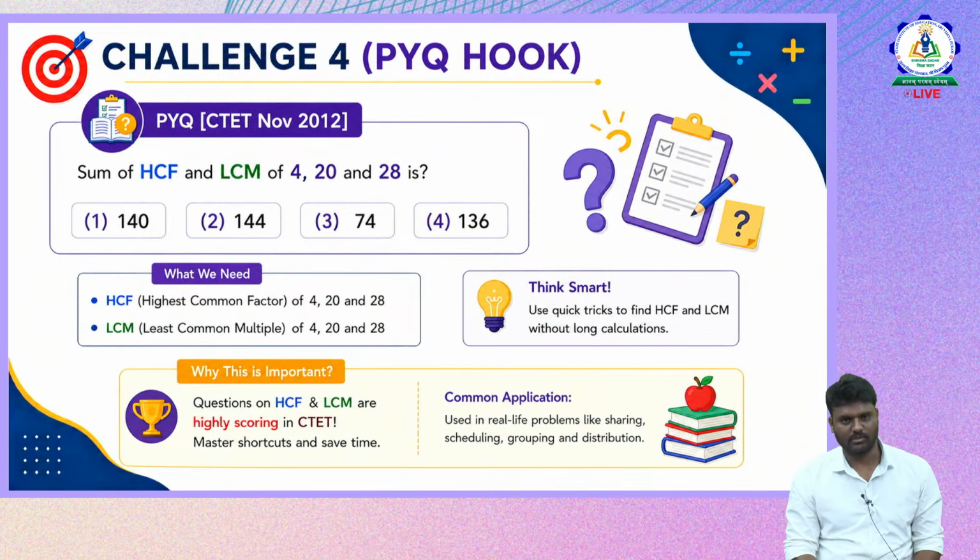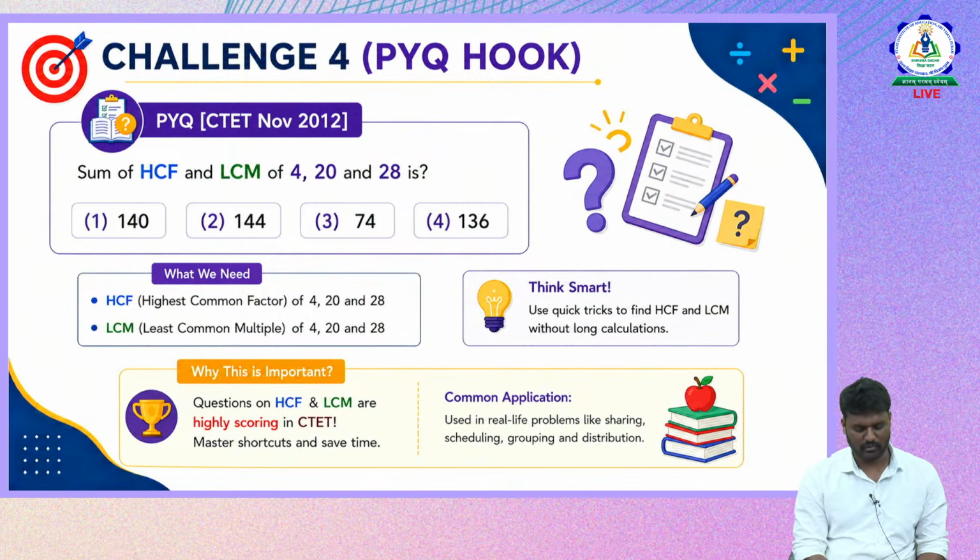There is another question which they have given. Sum of HCF and LCM of 4, 20 and 28 is, and the options are 140, 144, 154 and 136. So what we need to identify here is the highest common factor of the given numbers, 4, 20 and 28, and the least common multiple, the LCM, of these numbers 4, 20 and 28.